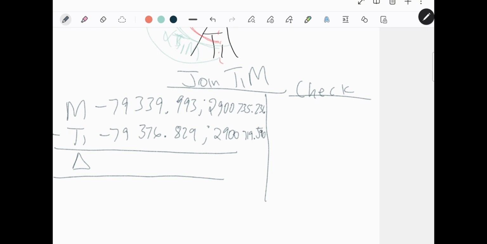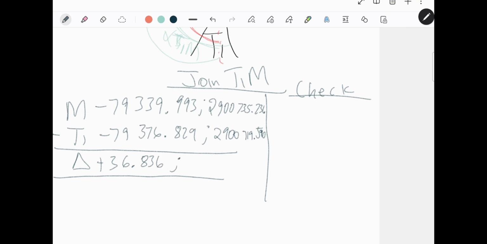This is just a joint calculation, so you just do the subtraction. It's going to be the -79339.993 of M minus -79376.829. So what you're getting is positive 36.836. Remember, straight decimal places.